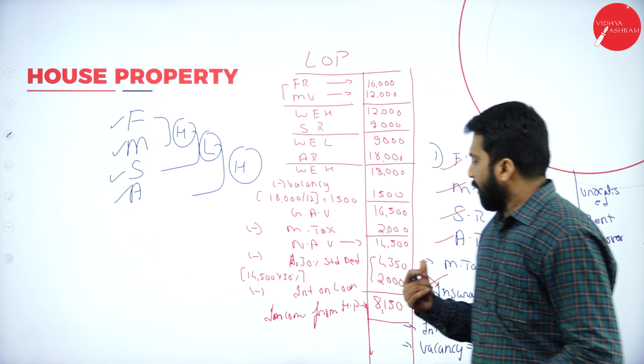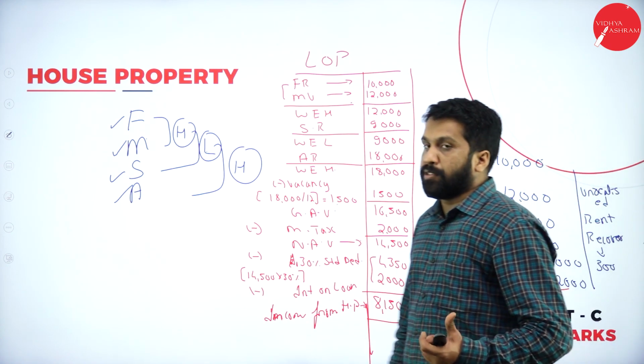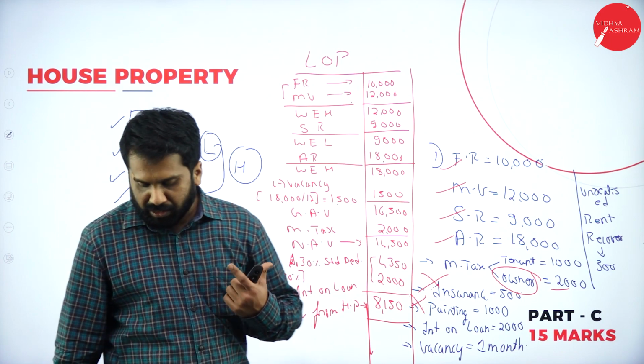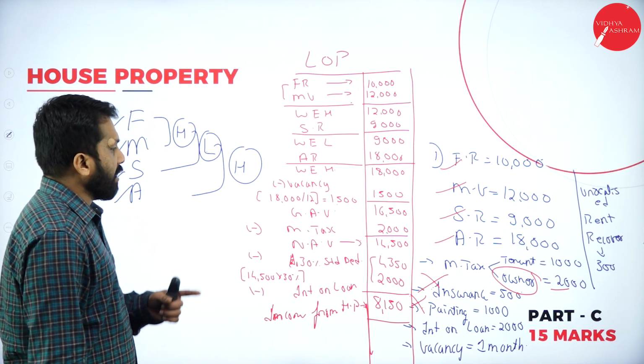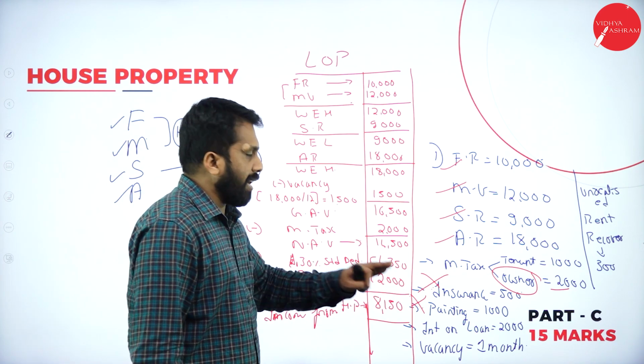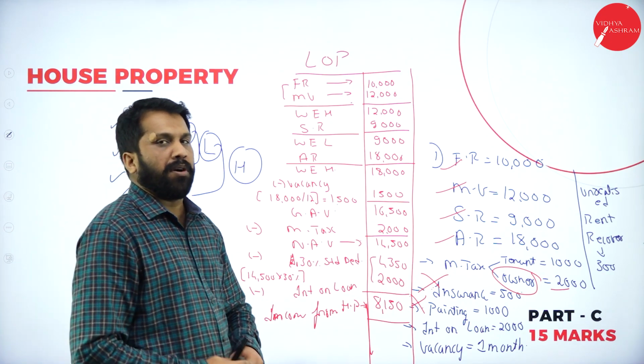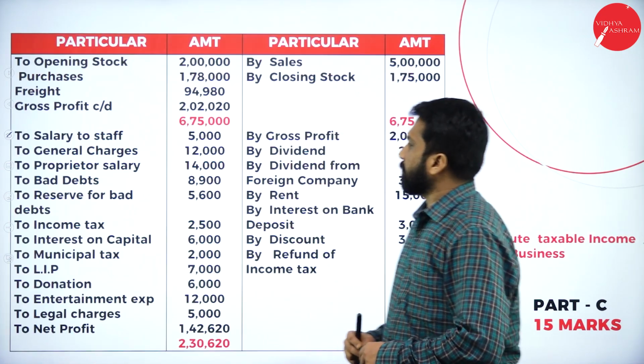The few things I wanted to discuss about vacancy, I discussed. I wanted to discuss municipal tax paid by whom, so I have discussed that. And the next part I wanted to discuss is whether we can take all the expenses. We discussed that also. So this is all about house property. We'll go for the next one.